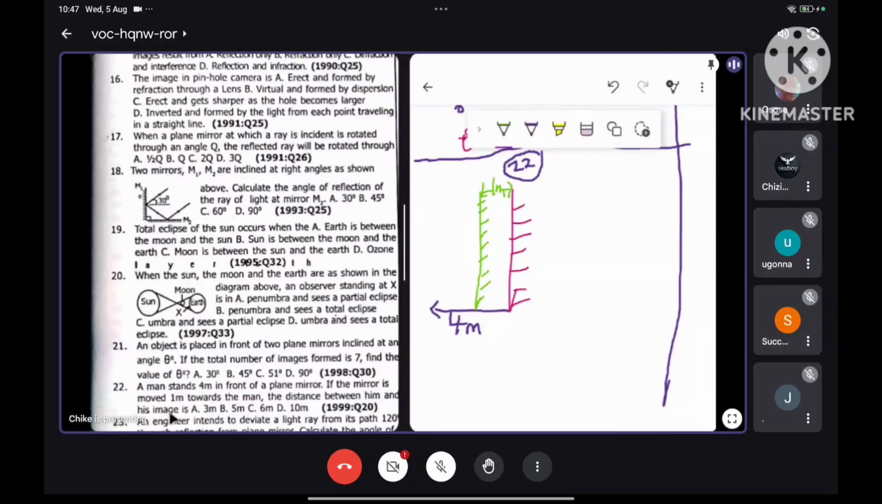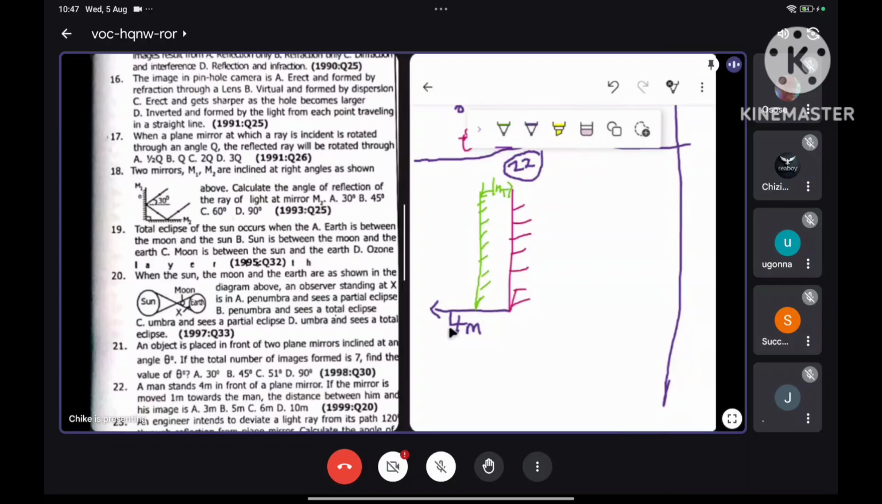Because now let me finish up the question. Then I ask, if the mirror is moved 1 meter towards the man, what is the distance between him and his image? So it's the distance between him and his image. Like I said, it may look like our teacher didn't teach us this, but it's more about whether you really understood what the teacher said, and can you analyze it in a practical problem?